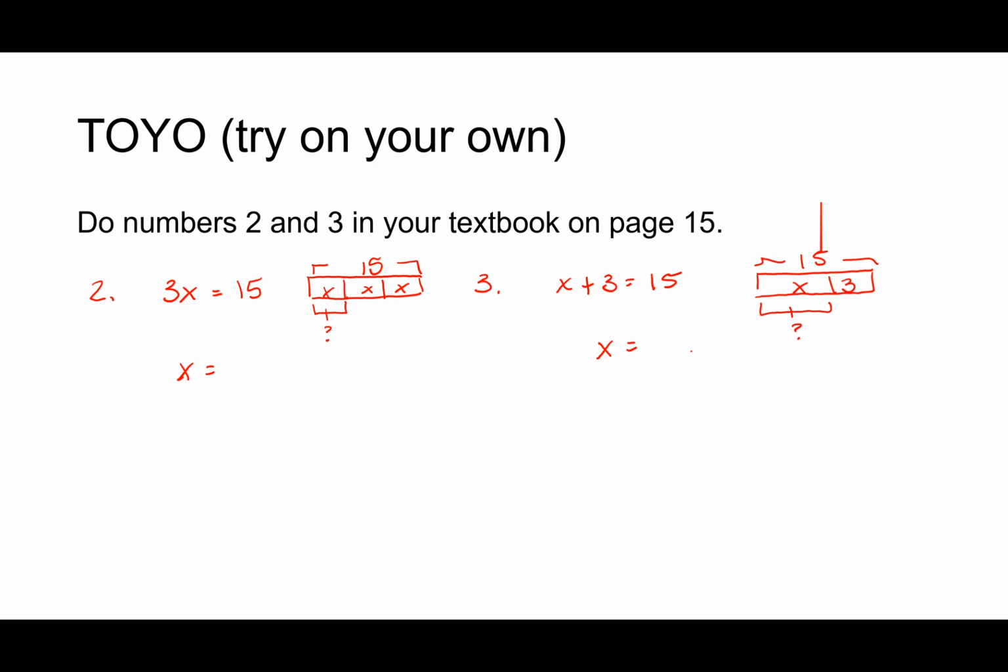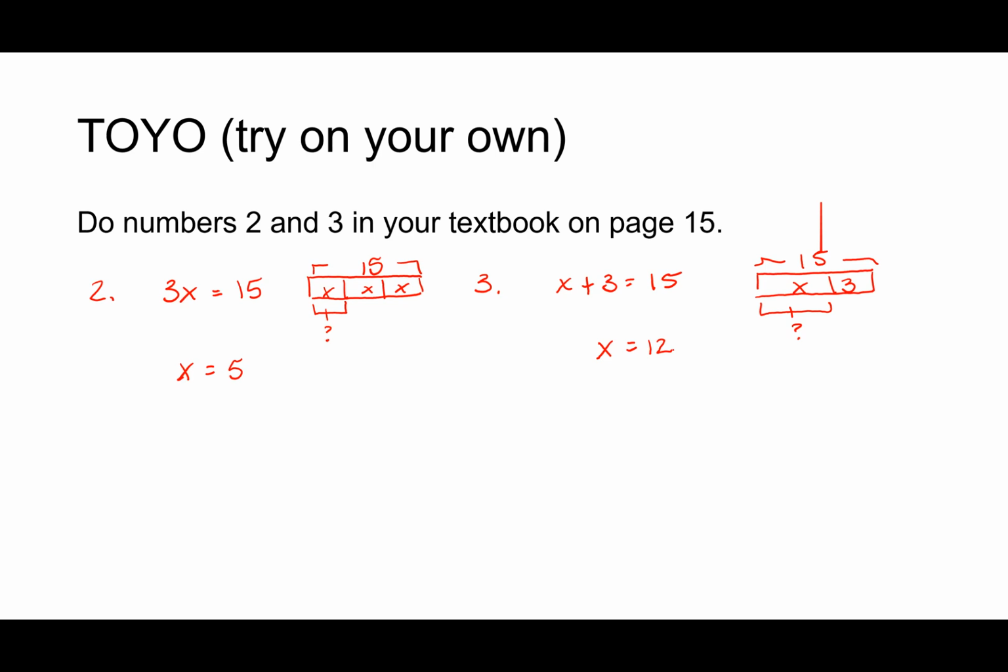Who's ready with the first one? Cecilia, help me out. X equals, great job. X equals 5. Who's ready with the second one? Okay, Olive. X equals 12. Great job.